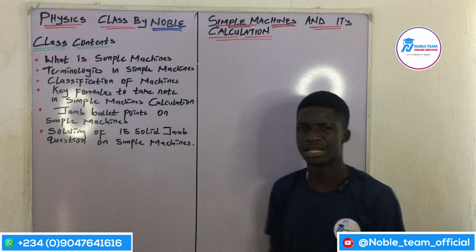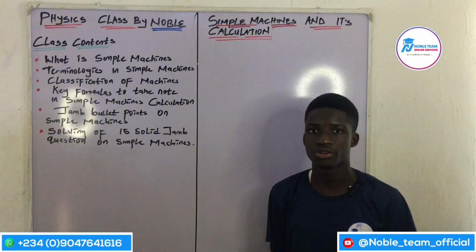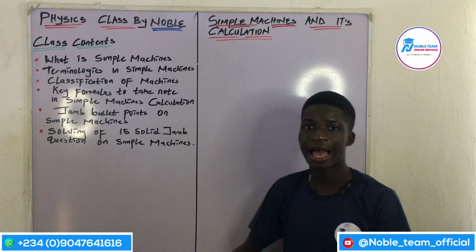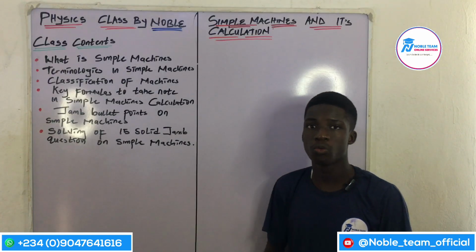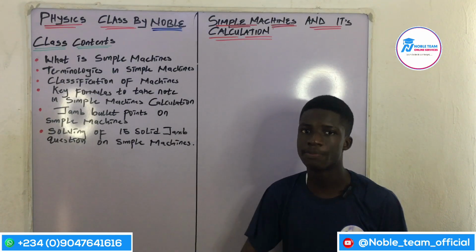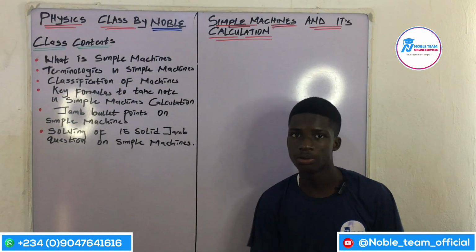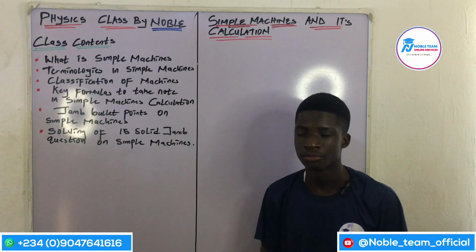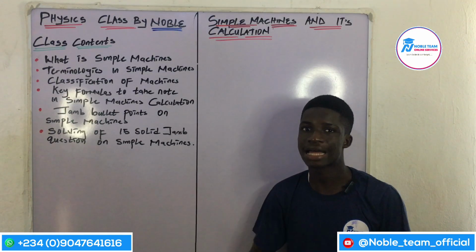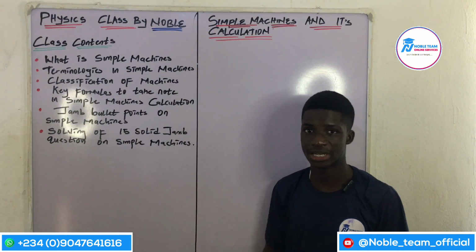Now once you hear about machine or simple machine, what comes to your mind? A machine is a tool that makes work easier and faster. Yes, that makes work easier and faster. For example, if you want to sweep, the broom that you make use of to sweep the floor is a machine. Because instead of you starting to pick the dirt, you will notice that the broom will help you to sweep everything at once. So that is why it is called a machine.